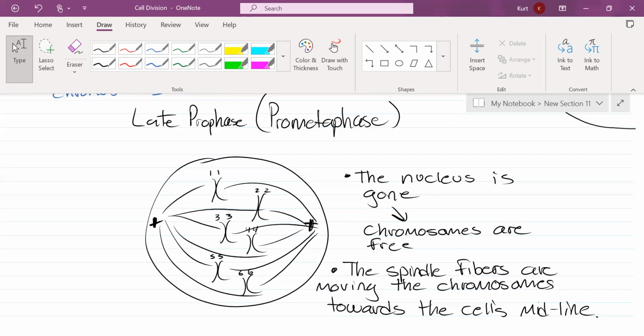Okay, we done with pro-metaphase, late prophase, same thing? Couple more seconds.